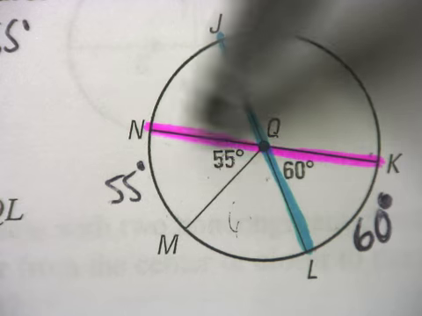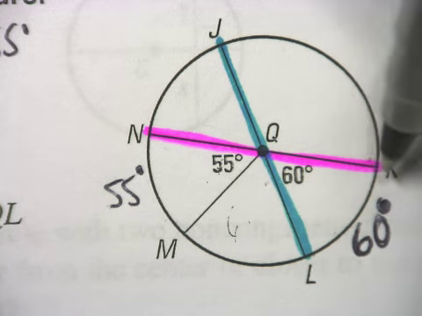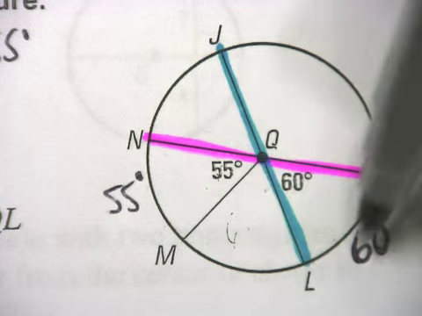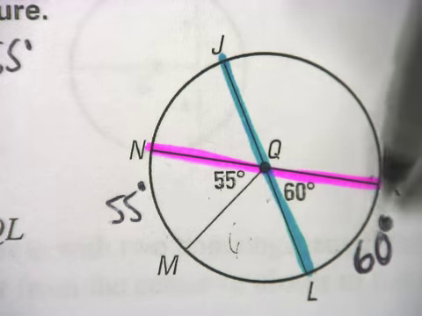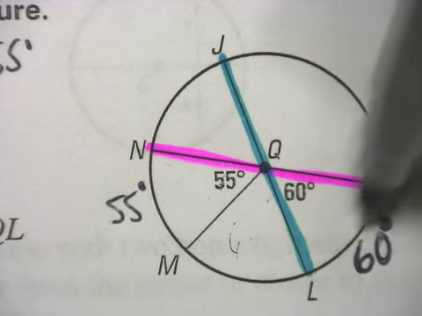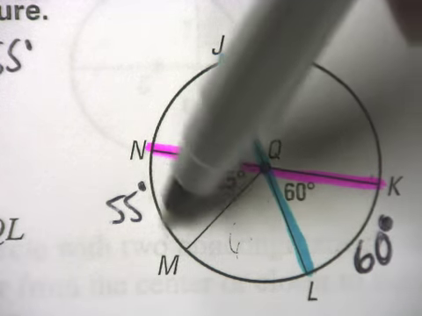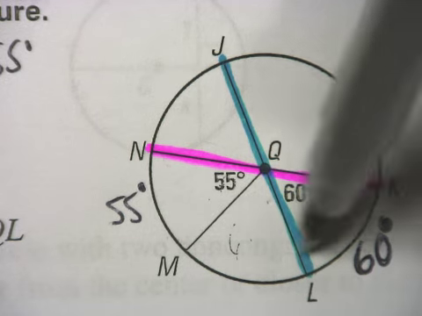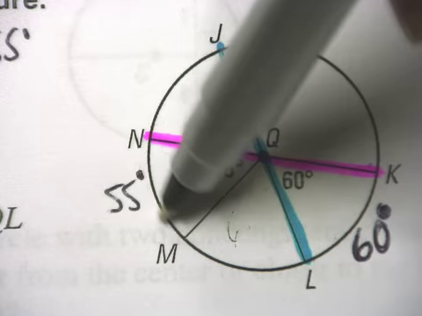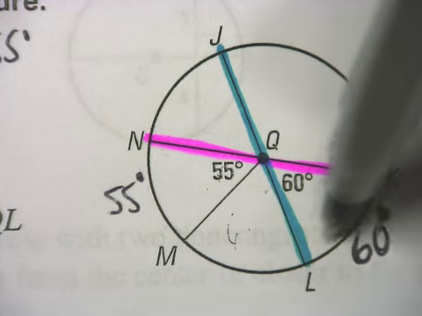Can I put in that information? Sure. I know that this is a diameter. So that means that if this is a diameter, this is half the circle. And I know that in half a circle, there are 180 degrees. So if I add this arc and this arc and this arc, all the arcs together should add up to how much? To 180 degrees.